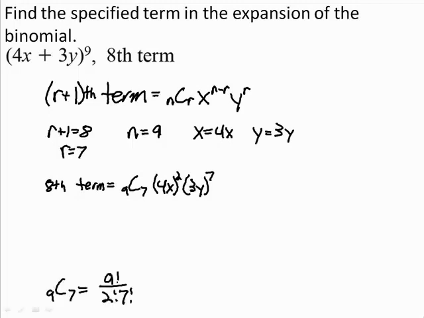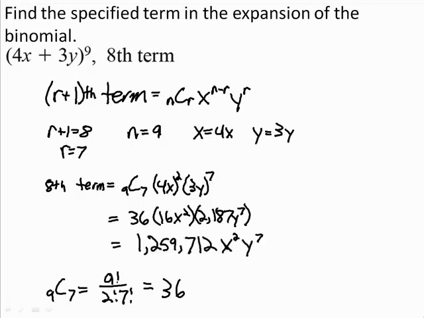9C7 is equal to 9 factorial divided by 2 factorial times 7 factorial, which is equal to 36. The 8th term is 36 times 16x squared times 2,187 y raised to the 7th power. The 8th term in the expansion of this binomial is 1,259,712 x squared y raised to the 7th power.